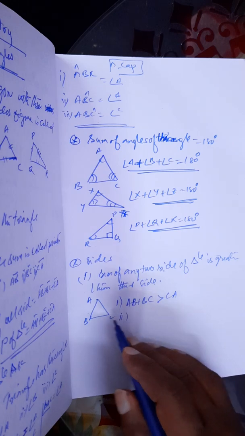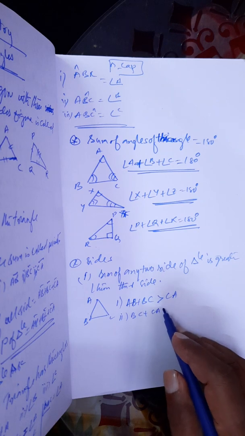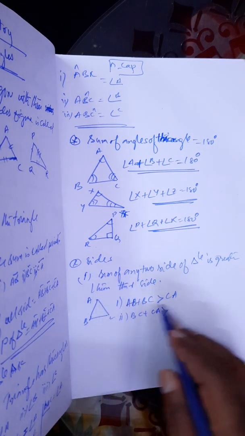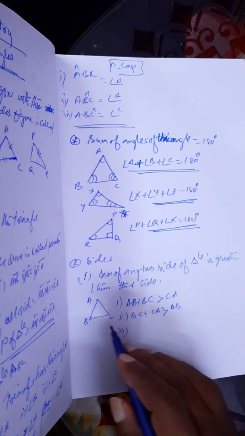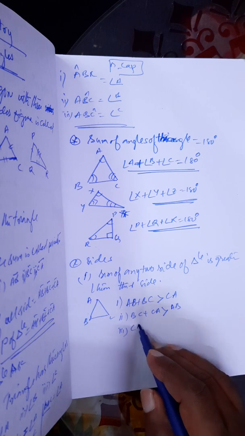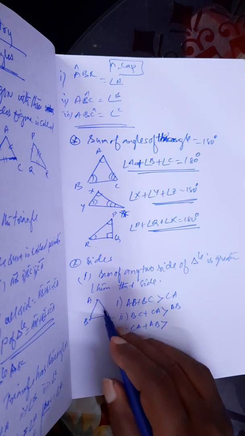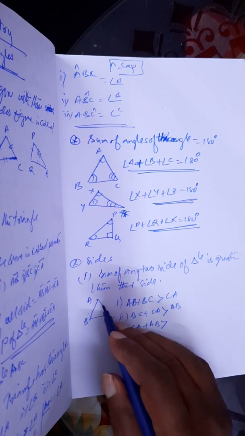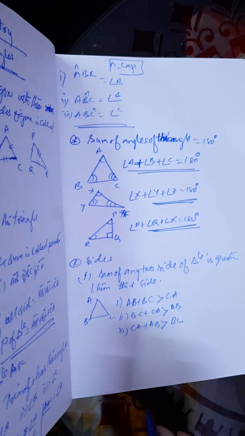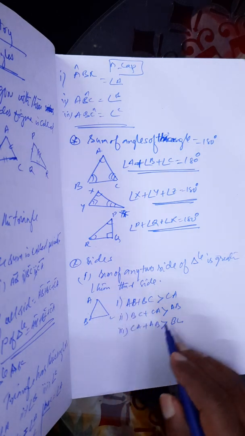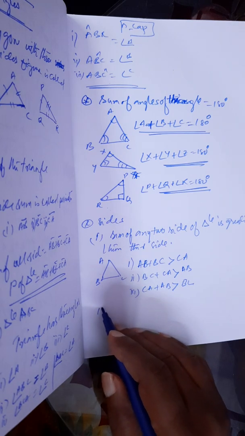If you are taking the other two, BC plus CA, it should be greater than AB. Or otherwise, if you are taking CA plus AB, that should be greater than the other side, BC. This is the condition for sides of a triangle if you take the sum.